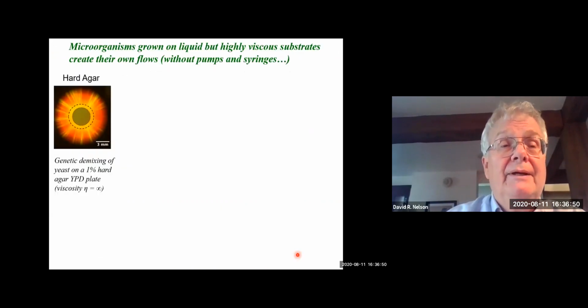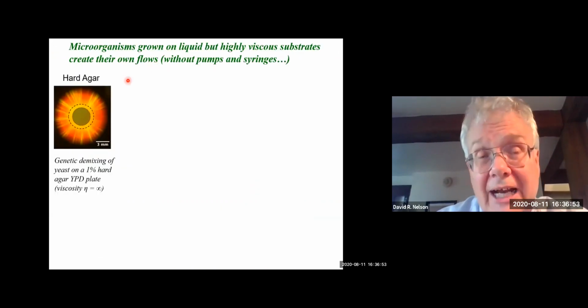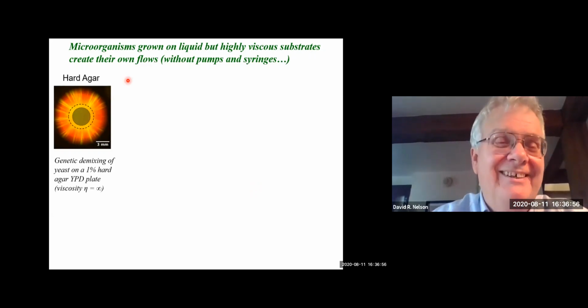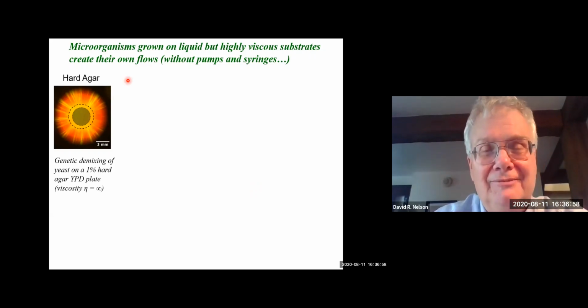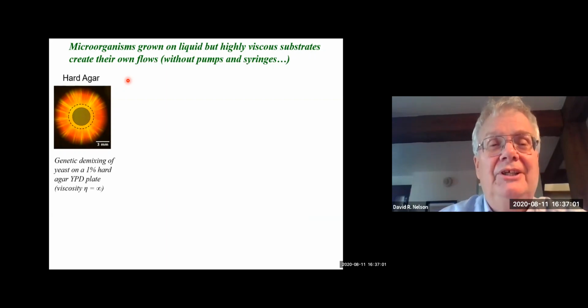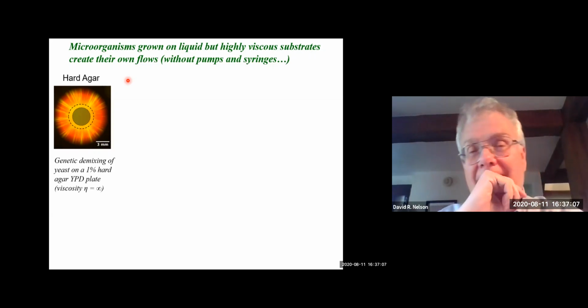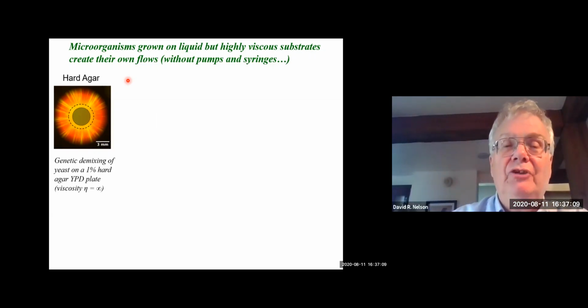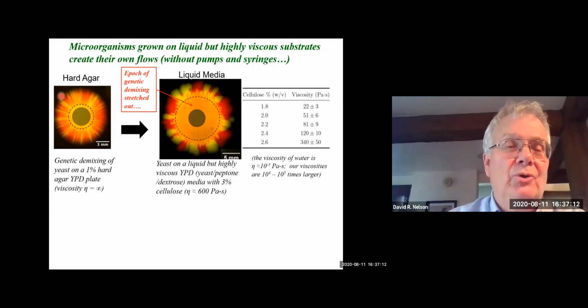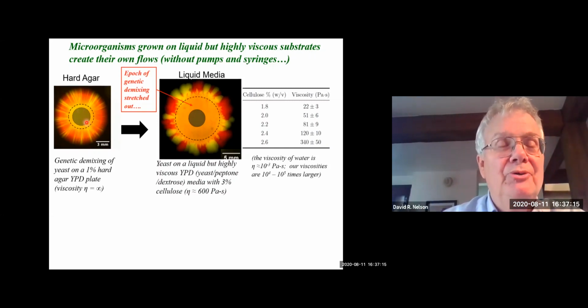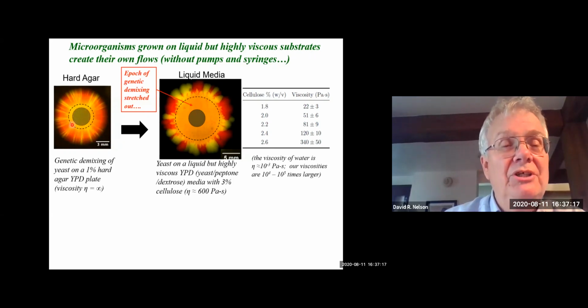So it turns out we didn't need pumps and syringes. These organisms, even though they don't have flagella, they don't have any intrinsic motility, spread across the top of the liquid by creating their own flow. And so here's an old experiment, so simple that even I could do some of these experiments with yeast, starting off in this homeland, spreading out radially. And this is on a hard agar plate, so there's no flow right now. Flow is about to appear.